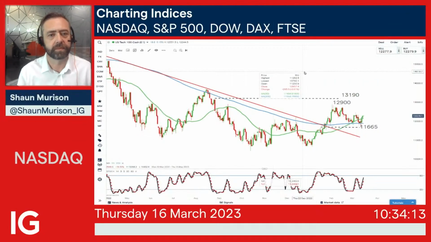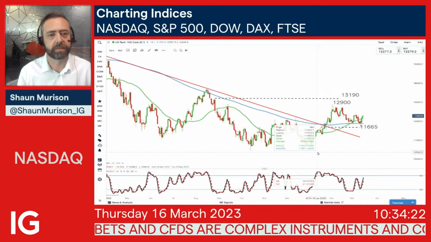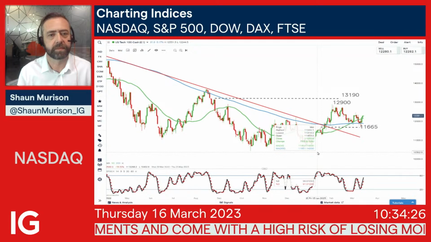Moving over to some indices now, and starting off with the NASDAQ 100, or the US Tech 100 as it's labeled on the IG platform. Previously, we talked about this green line, our 50-day simple moving average, crossing above that blue line, the 200-day simple moving average. That is considered a golden cross in technical analysis terms, suggested to be a bullish indication for markets.